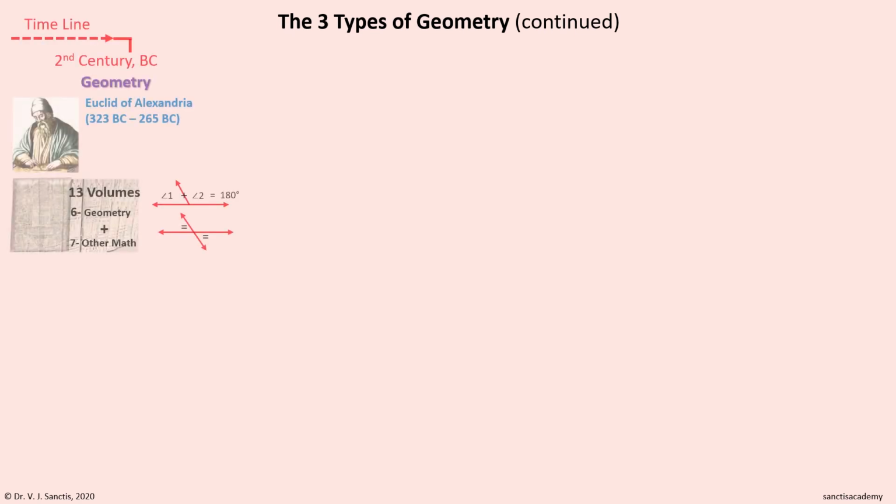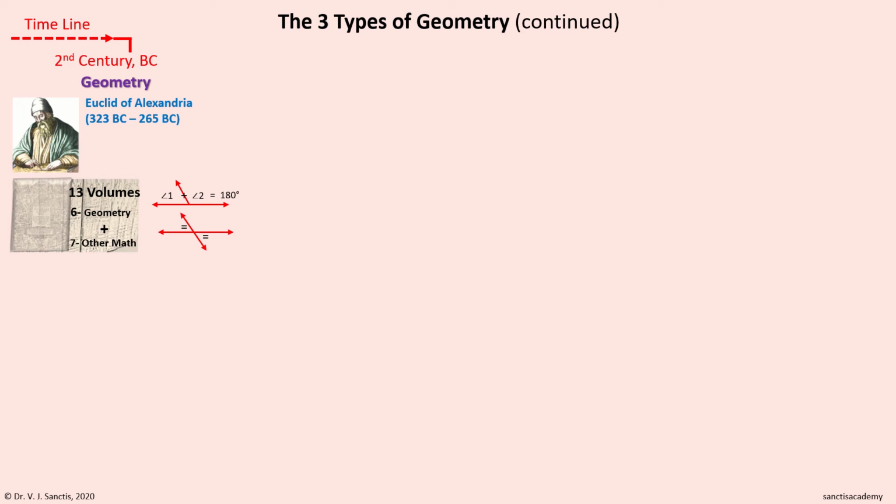Hi, welcome to this fourth introductory video where we will see the third of the three types of geometry. The first two types we saw in the previous video. The first being the ancient knowledge of geometry collected, organized, proved and published to the world by Euclid in his book Elements in the 2nd century BC.